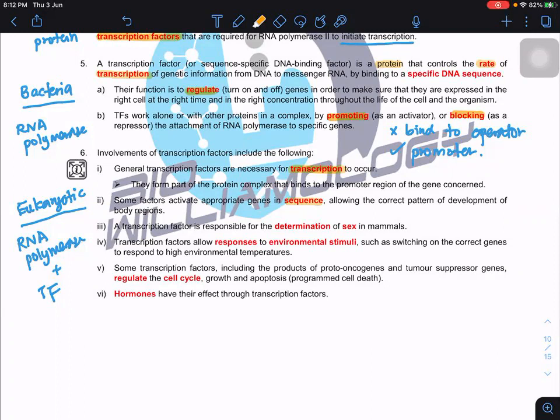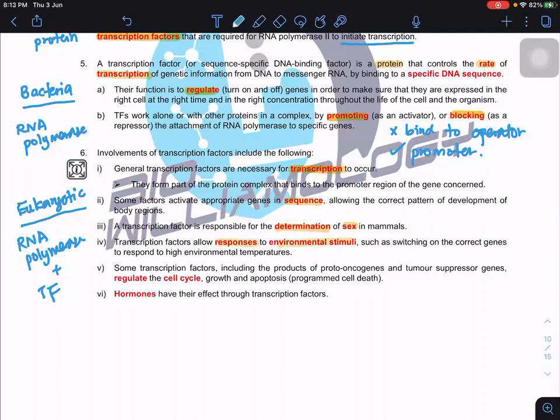Also, transcription factors are responsible for determination of gender in mammals. In all mammals, we start off as a female first. So it means that the X chromosome starts to be activated first. But along the duration of fetal development, you can see that the Y chromosome starts to take effect because of the transcription factor.